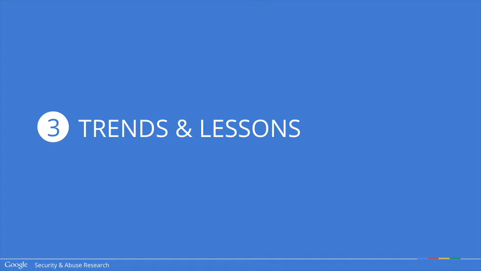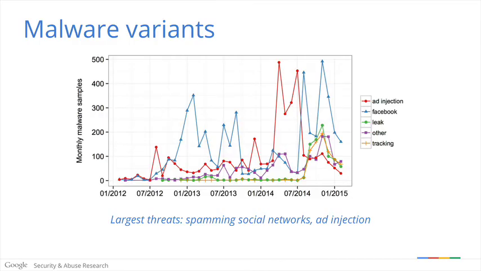So what did we learn by building the system? Well, our intuition told us at the beginning that we were going to see malware that was similar to the kind of malware we'd see in Windows binaries. That kind of malware would be like stealing your passwords or banking theft. But what we've seen over these 3 years is really two main classes of malicious behavior. One is social networking spam, or what we call Facebook malware, and the other one is ad injection.